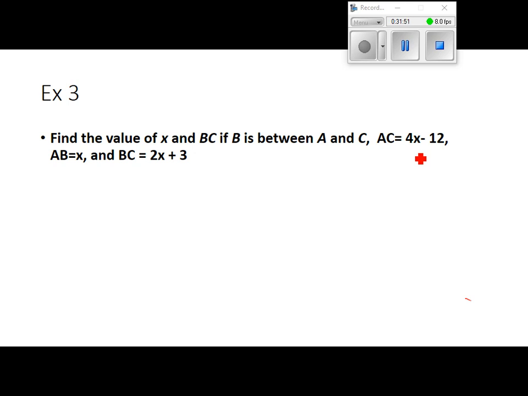Got to draw something right away. How are we going to draw this? What's it explain to us? B is between A and C. So what do I need to draw? A line or a segment, correct? So let's draw a segment. And we know there's some point between two other points.